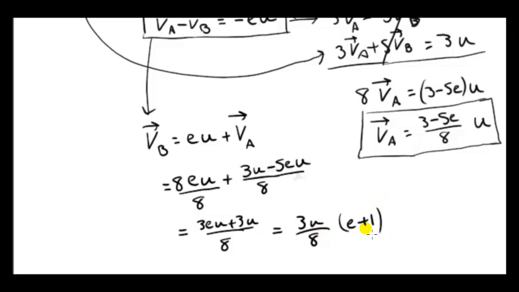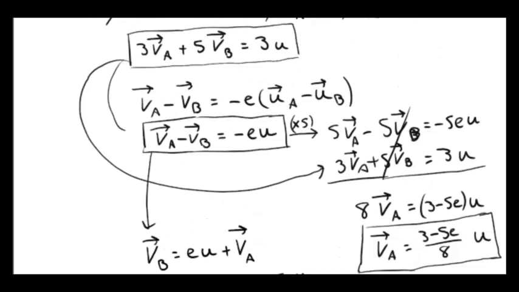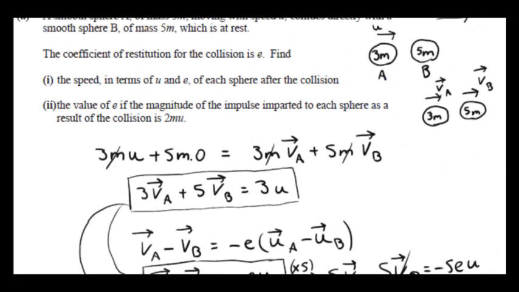Incidentally, notice here that this thing is always positive, because e is always a positive number. e is always between 0 and 1, of course. It depends on the materials that the spheres are made out of. u is a positive number, so obviously this thing is positive, and that's no big surprise, of course, that VB has to turn out to be positive. Okay, because sphere A collides with sphere B, and sphere B obviously moves to the right.